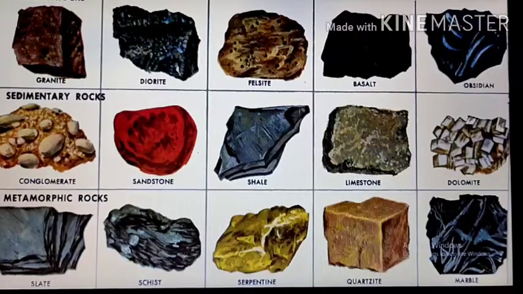Now these are some igneous, sedimentary and metamorphic rocks. Among the igneous rocks there are granite, diorite, felsite, basalt, and obsidian. Among sedimentary rocks, there are conglomerate, sandstone, shale, limestone, dolomite. In metamorphic rocks, there are slate, schist, serpentine, quartzite, and marble.